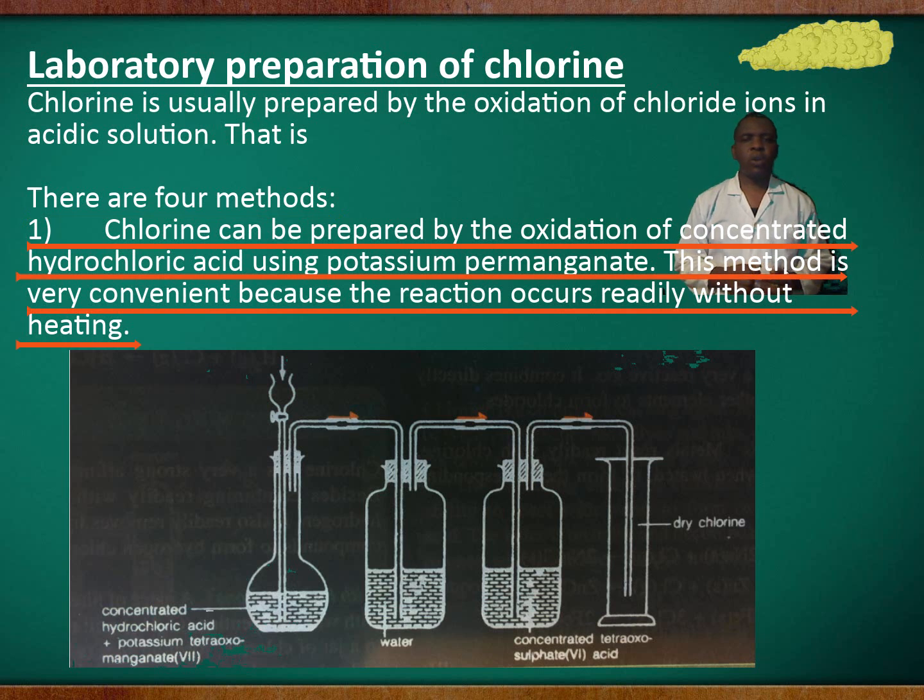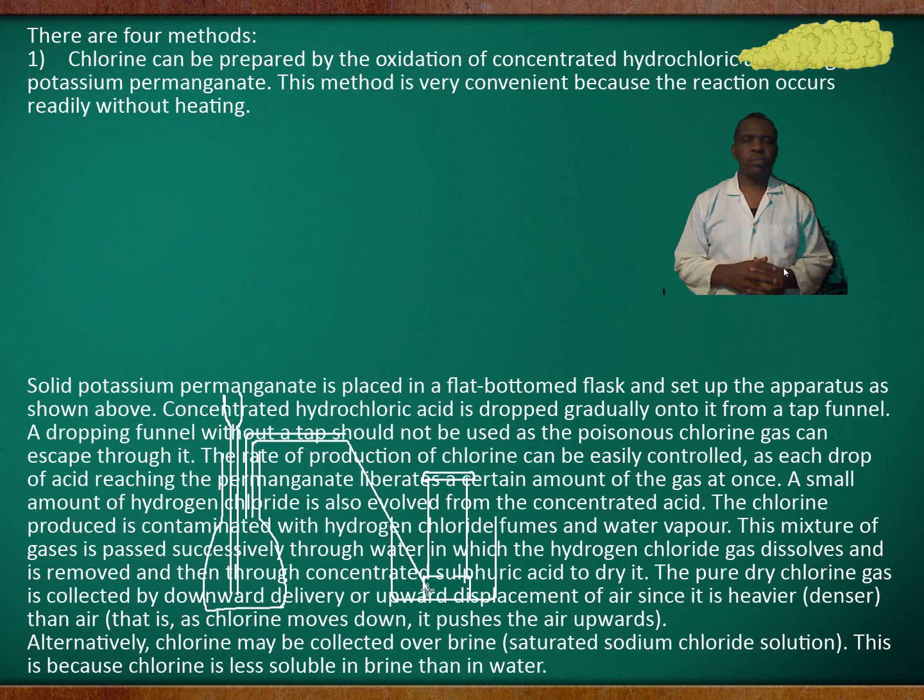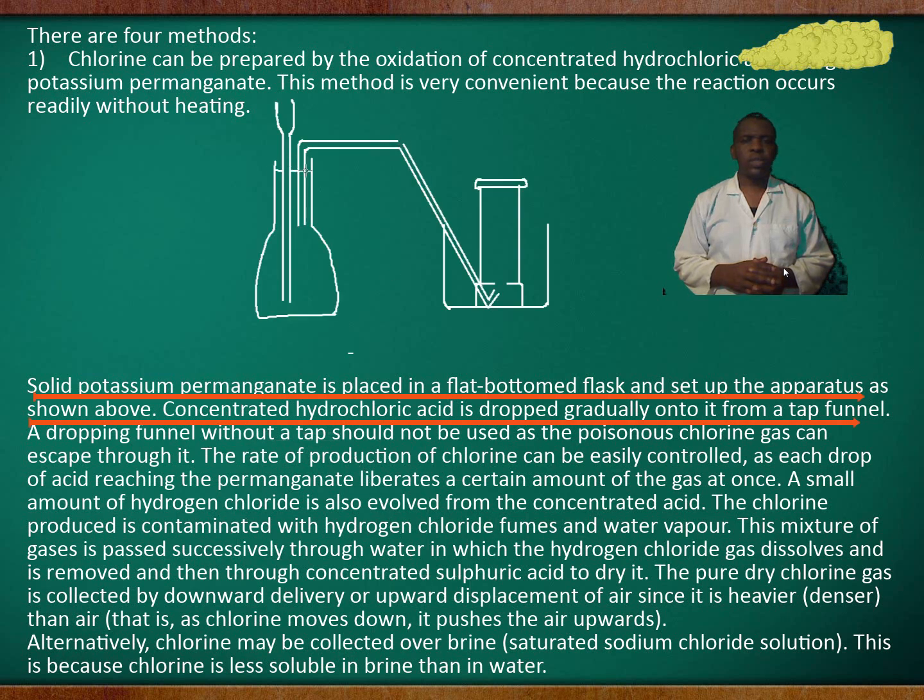Chlorine can be prepared by the oxidation of concentrated hydrochloric acid using potassium permanganate. This method is very convenient because the reaction occurs readily without heating. Solid potassium permanganate is placed in a flat bottom flask and the apparatus is set up as shown here. Concentrated hydrochloric acid is dropped gradually onto it from a tap funnel.